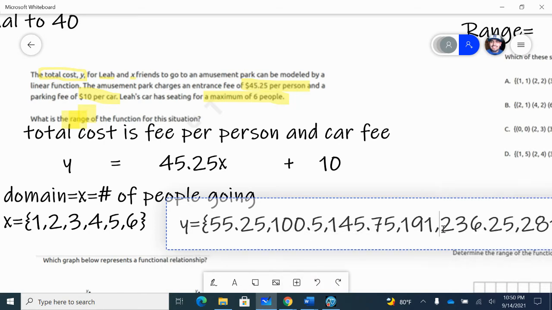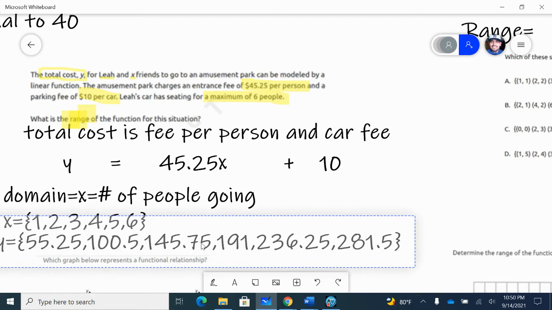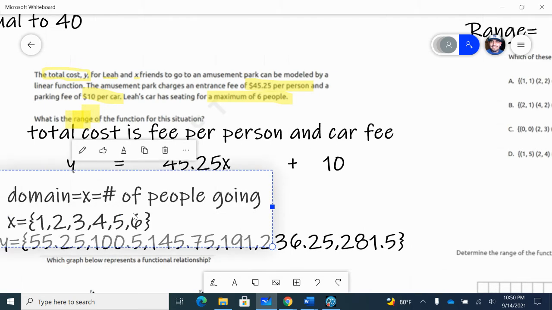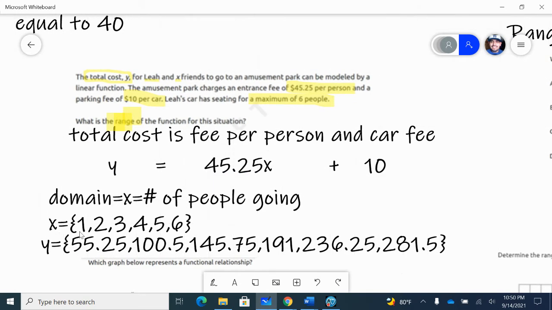Sit here, delete this. Again, for our sake of time, there it is. I'm going to put it right underneath it. So there it is, right? When the domain is 1, 2, 3, 4, 5, and 6, the respective range is 55.25, 150, 145.75, 191, 236.25, and 281.5. Now notice how, again, this falls into the chapter 2, discrete and continuous.